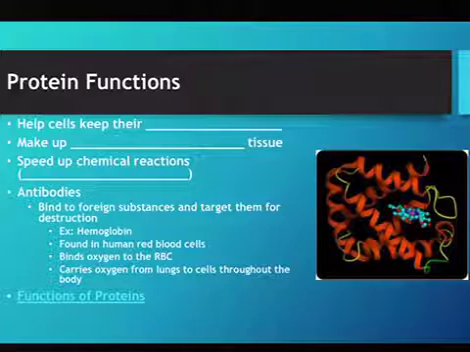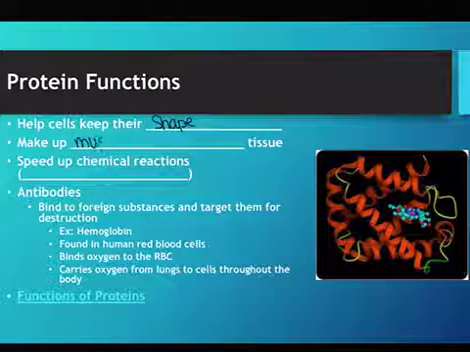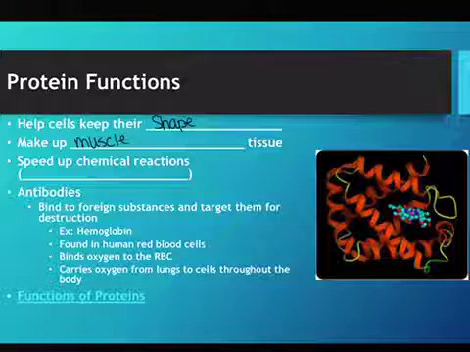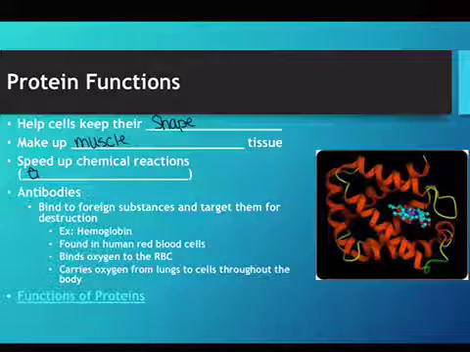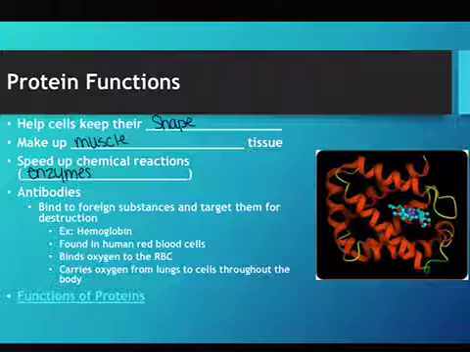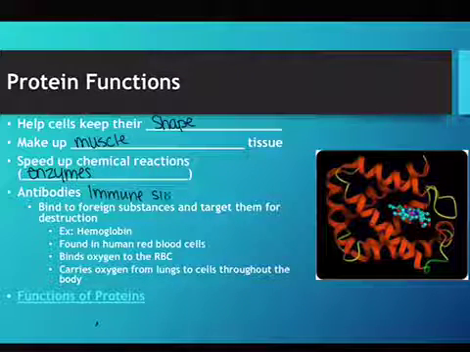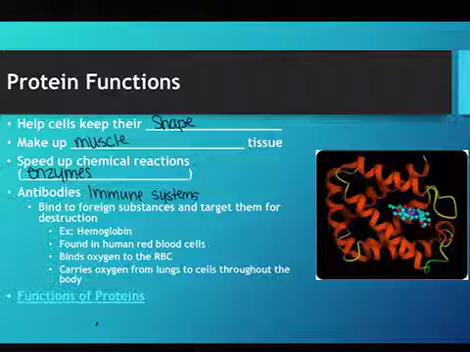So proteins help cells keep their shape. They make up muscle tissue, and they help speed up chemical reactions, and we call those enzymes. They are also part of antibodies, and antibodies are part of the immune system. And their job is to bind to foreign substances and target them for destruction.